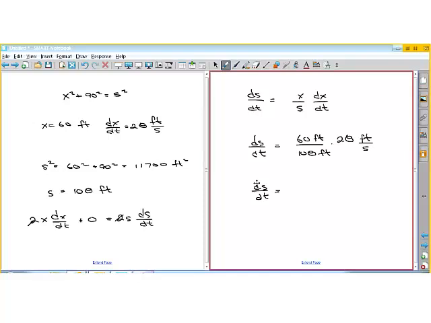So 28 times 60 divided by 108 is 15.6 feet per second. And that was problem number 34, so we'll just check the answer is 15.6 feet per second. Okie dokie.